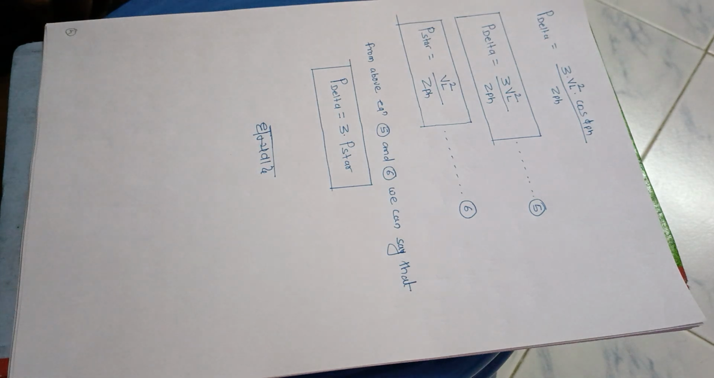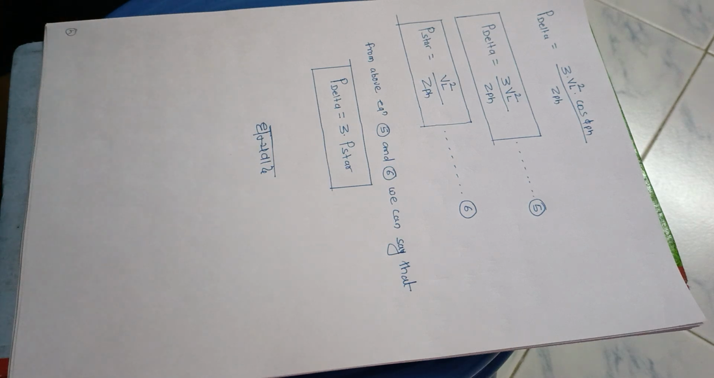Based on this, we can see that the delta connected load can produce 3 times greater mechanical power if it is a motor, and similarly, if it is a load bank, it will consume 3 times more power in case of delta connected load.